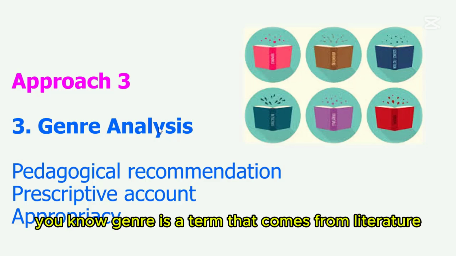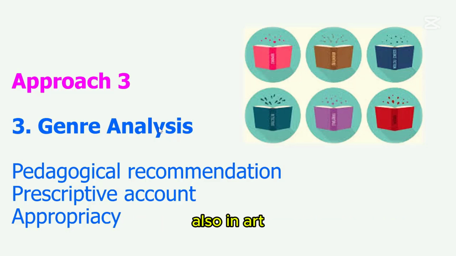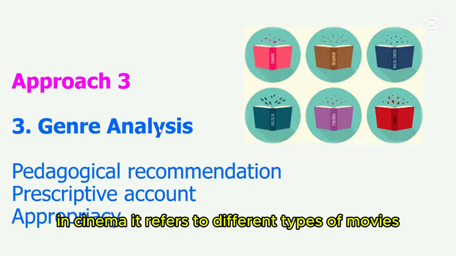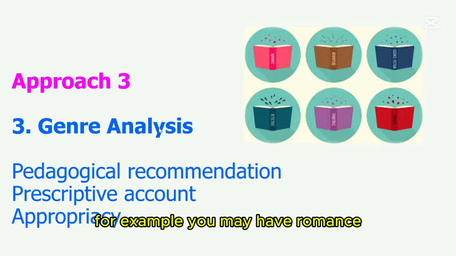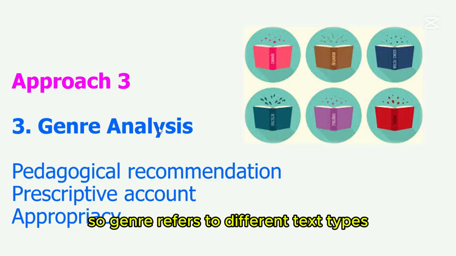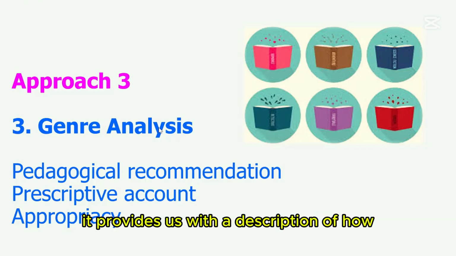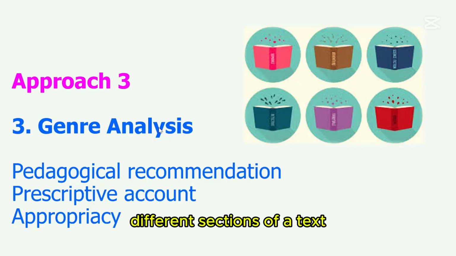You know, genre is a term that comes from literature. In literature, genre refers to different text types. Also in art, in cinema, it refers to different types of movies. For example, you may have romance, you may have tragedy, you may have thriller, you may have horror movies. So, genre refers to different text types. When it comes to ESP, it provides us with a description of how different sections of a text get connected.